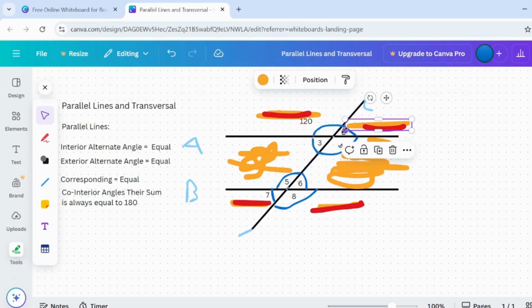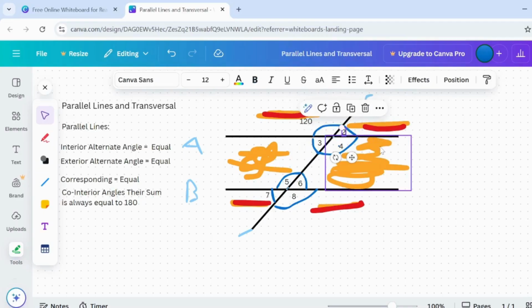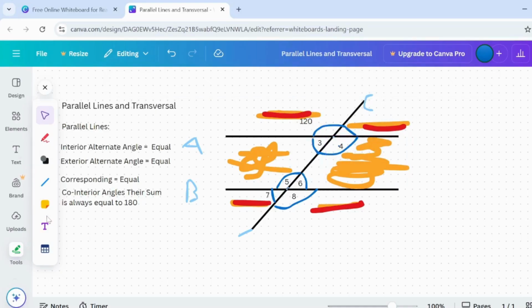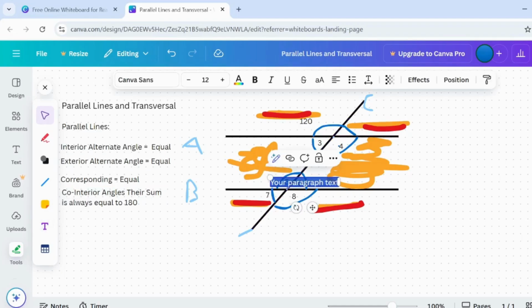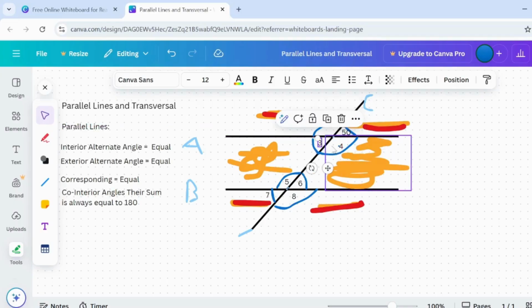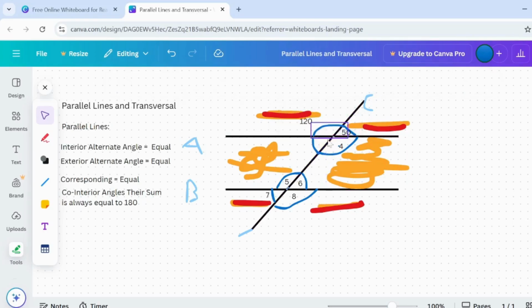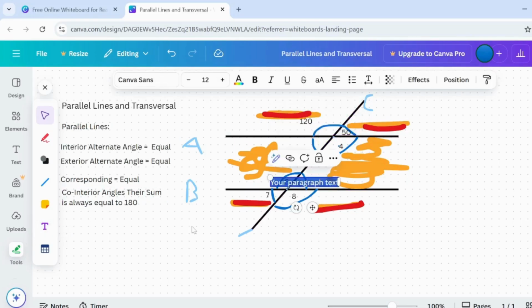And angle 2, let's say it's 50 degrees. I'm just assuming, they're not real. Angle 3, let's say it's 60 degrees. So angle 3 will be 60 degrees.